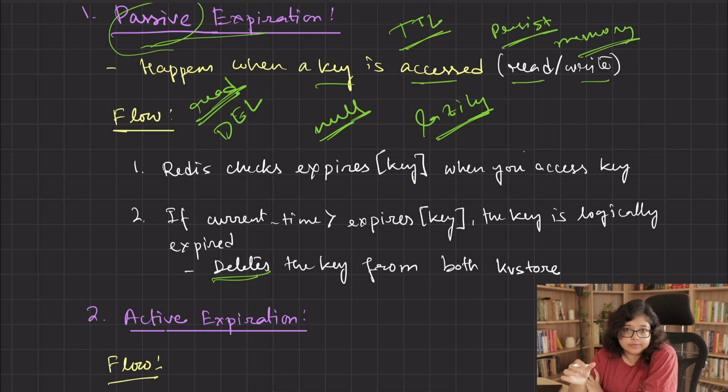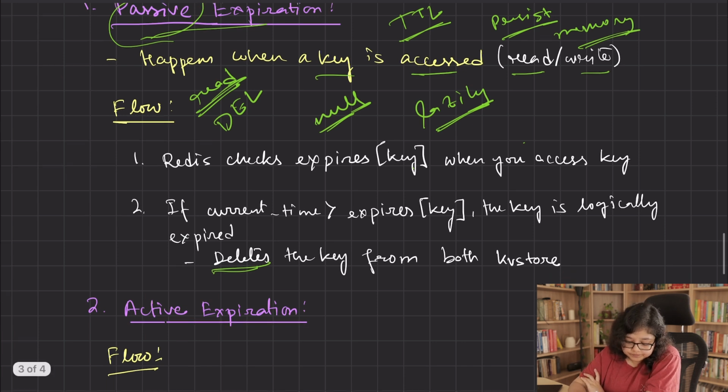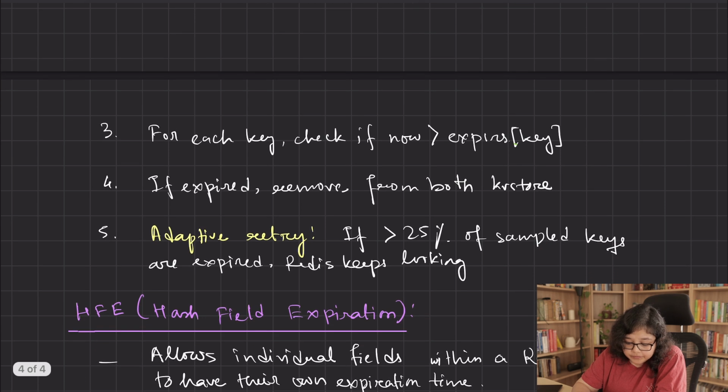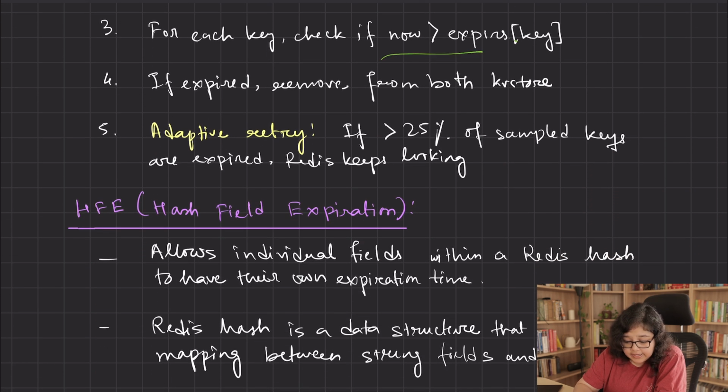So to mitigate this problem, Redis is using another strategy along with passive key expiration, and they are calling it active key expiration. Active key expiration is like a cron job which runs periodically to clean up expired keys, and it runs every 100 milliseconds. During each cycle, Redis randomly samples a few keys. By default, it is 20 keys per cycle. And for every sampled key, it will check the expiry time. And if the key has expired, then Redis will remove the key immediately from both the key stores.